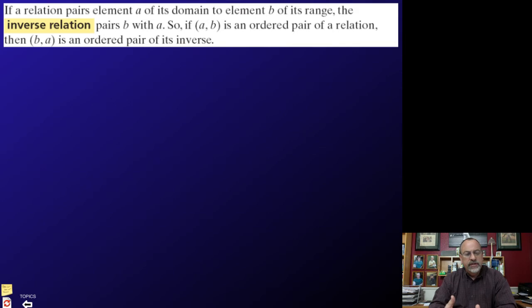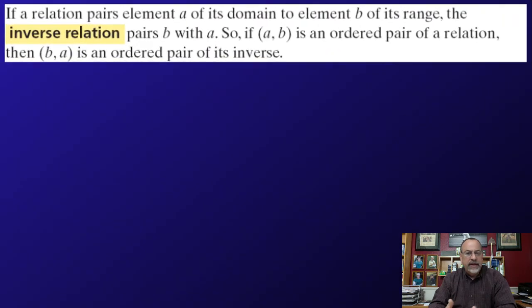Now, let's take a look at inverse functions first. If the relation pairs element A of its domain to element B of its range, then the inverse relation pairs B with A. So if (A, B) is an ordered pair of a relation, then (B, A) is an ordered pair of its inverse. And simply all that means is this entire lesson comes down to one concept, and then everything else is just an application of that.